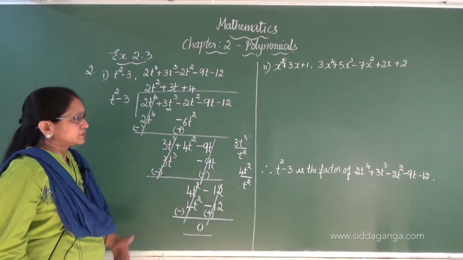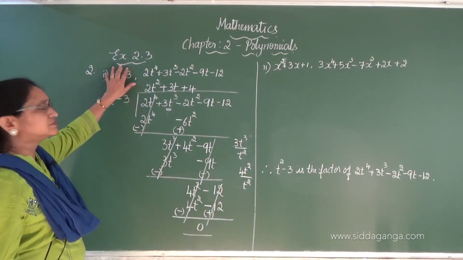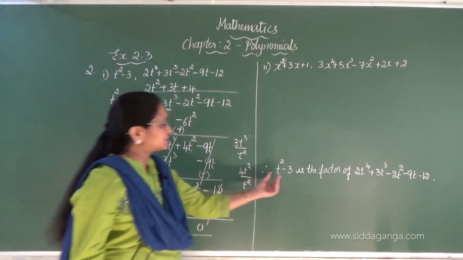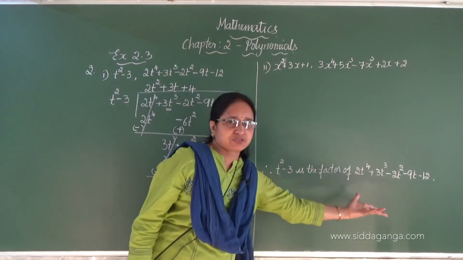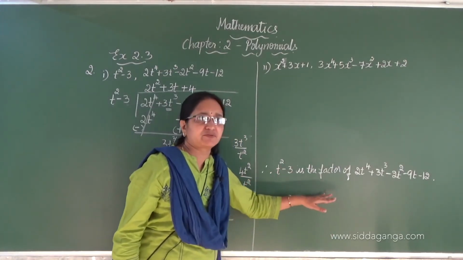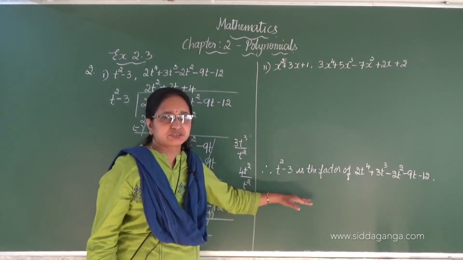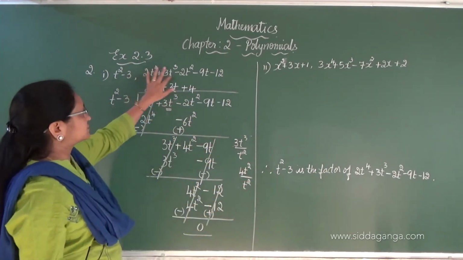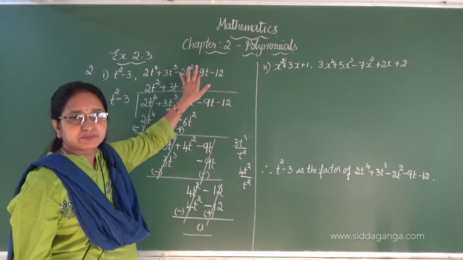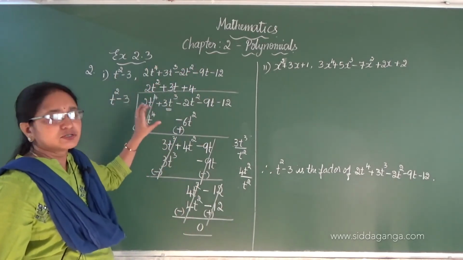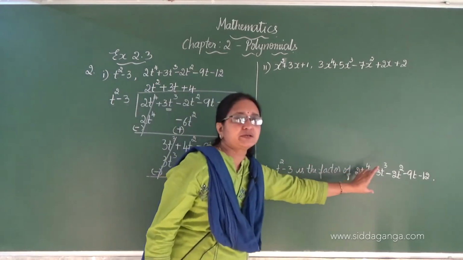Or you can take this as g of x and this as p of x. Then you can write g of x is the factor of p of x also, if you don't want to write like this. But the conclusion is very, very important, because in the question you only have to check whether the first polynomial is the factor of the second polynomial. So, the main intention of this question is to ask whether it is a factor or not. So, the conclusion is very, very important.